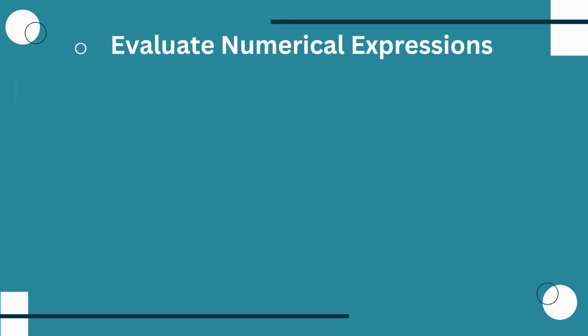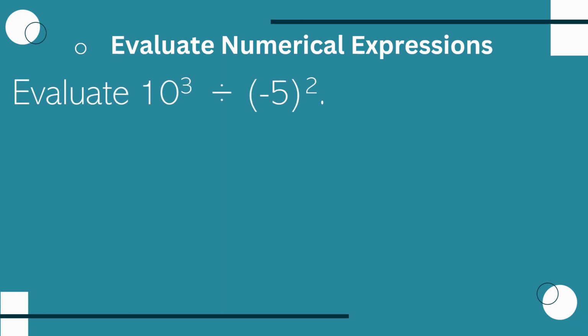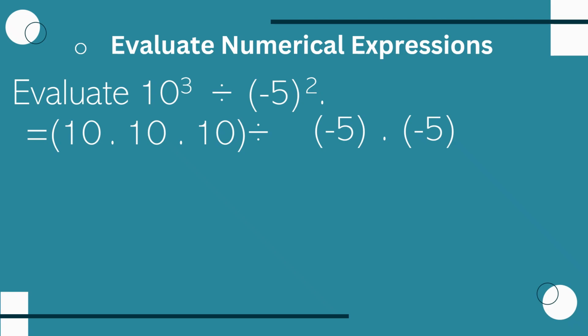Another example. Evaluate 10 raised to the exponent of 3 divided by the quantity negative 5 raised to the exponent of 2. So we're going to make these expressions into numerical products. So we have 10 times 10 times 10 divided by the quantity negative 5 times the quantity negative 5. So let's simplify. 10 times 10 times 10 is equal to 1,000 divided by negative 5 times negative 5 is equal to positive 25. So 1,000 divided by 25 is equal to 40.